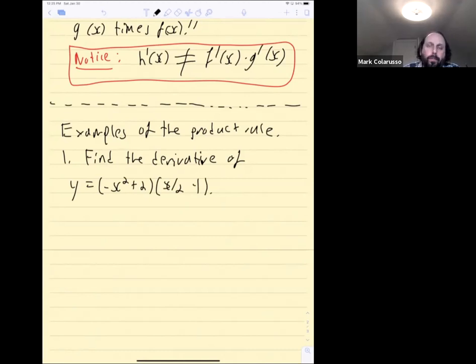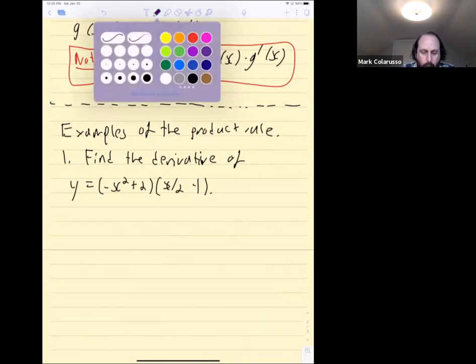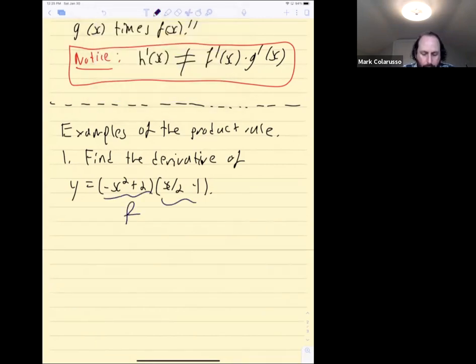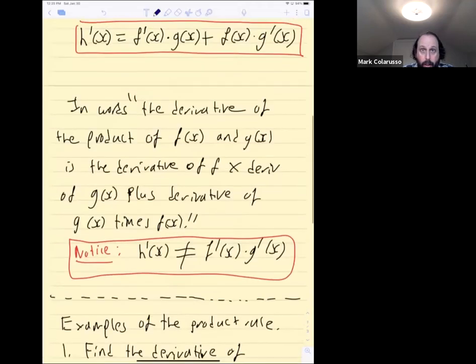Now, the product rule isn't completely necessary here. In the next example, it's much more necessary. But because you could expand this out, you could FOIL this out, and then you'd have a polynomial and you could use the power rule and sum rule, like in the previous questions. But for this one, it's more convenient to use the product rule, and we should practice with it. So I'll think of this as my f, and this is my g in the description above.